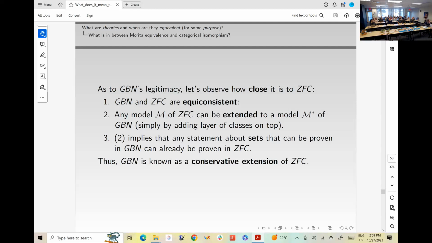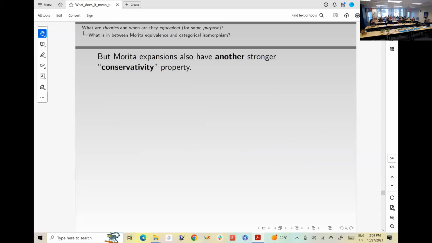Now, to relate this back, Morita expansions also have this property. They always give us conservative extensions. However, Morita expansions also have a stronger conservativity property.